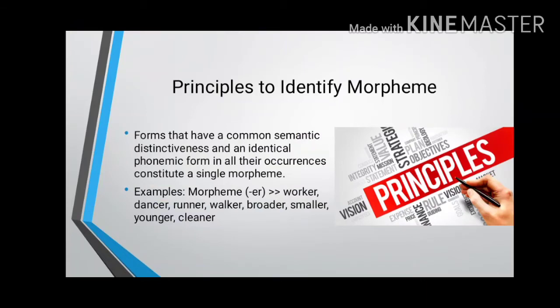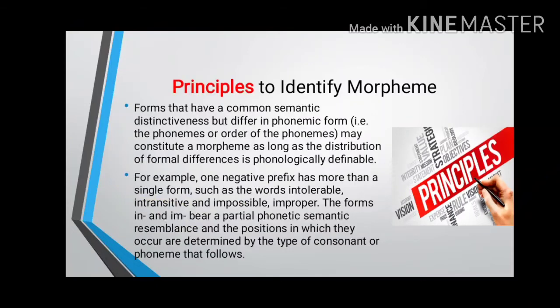There are some principles to identify morphemes. First, forms that have a common semantic distinctiveness and an identical phonemic form in all their occurrences constitute a single morpheme. For example, the morpheme er in worker, dancer, and so on. Another principle is forms that have a common semantic distinctiveness but differ in phonemic form, like phonemes or order of phonemes, may constitute a morpheme as long as the distribution of formal differences is phonologically definable.